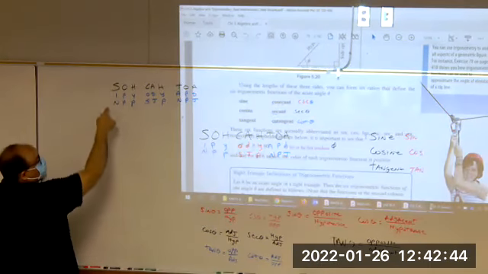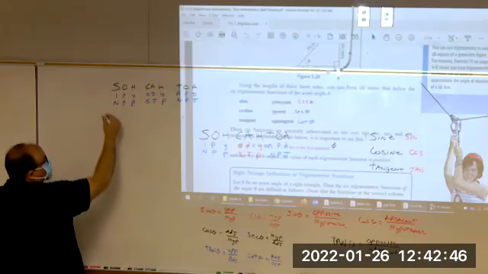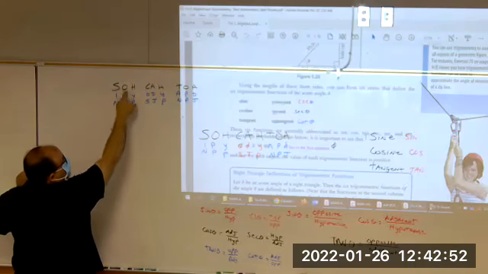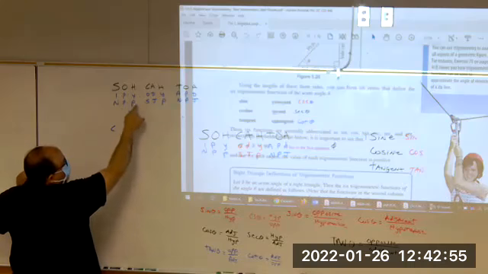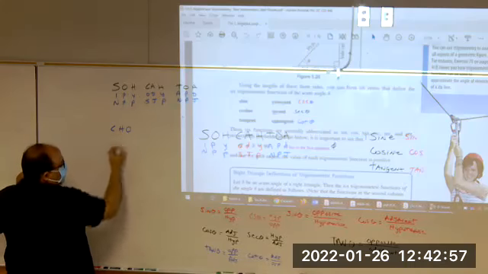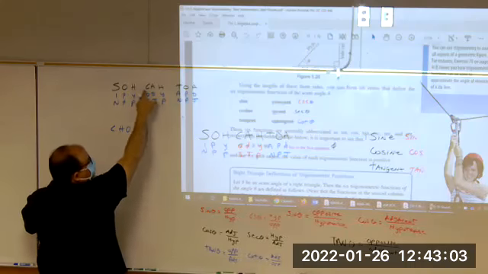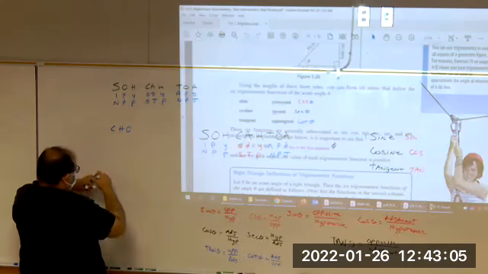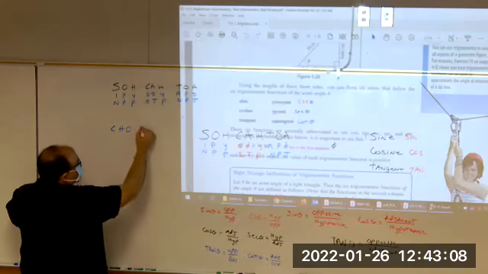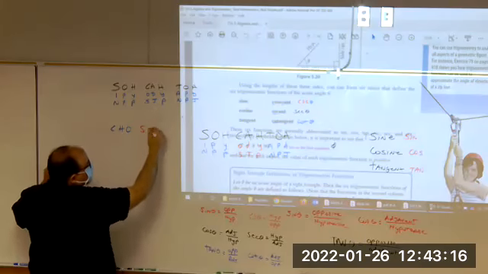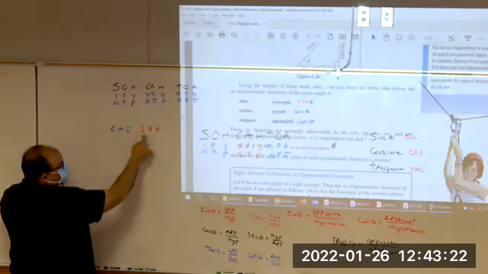Sine's reciprocal is cosecant. Cosecant starts with a C. Cosecant is the reciprocal of sine, so it would be hypotenuse over opposite. The reciprocal of cosine is secant, so it starts with an S. Secant is the reciprocal of the cosine, so instead of adjacent over hypotenuse, it's going to be hypotenuse over adjacent.